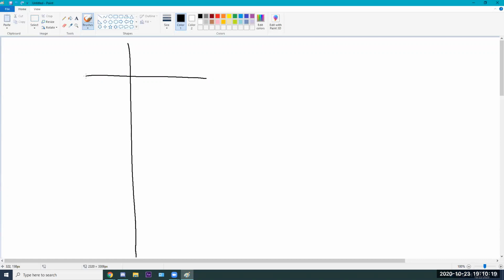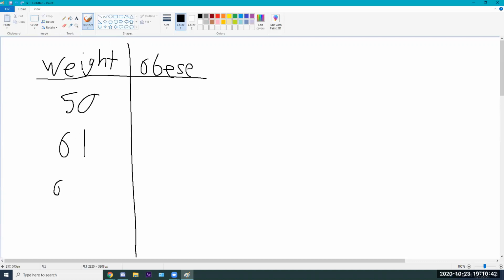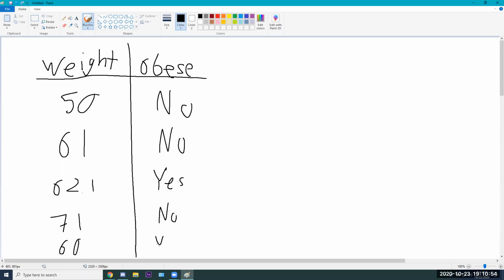Let's say that you're measuring mice, and you're trying to predict whether they're classified as obese. The input is their weight in grams: 50, 61, 62.1, 71, 60. And obesity is no, no, yes, no, yes.